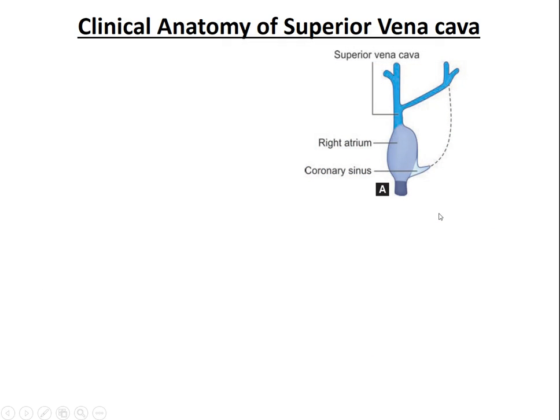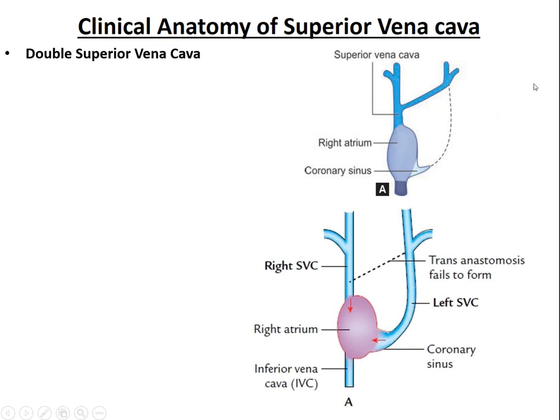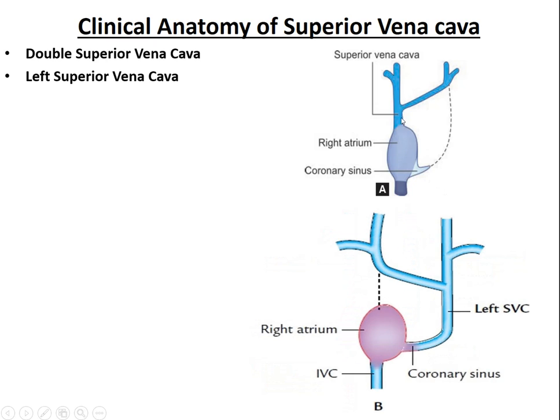Now the clinical anatomy related to the superior vena cava. We have already known the development and normal architecture of the superior vena cava. Now if the left anterior cardinal vein persists and the oblique communication does not develop or disappears, it will lead to a double superior vena cava, among which the left superior vena cava opens through the coronary sinus into the right atrium. Sometimes the right anterior cardinal vein disappears and only the left side persists, and that will give rise to a left superior vena cava.